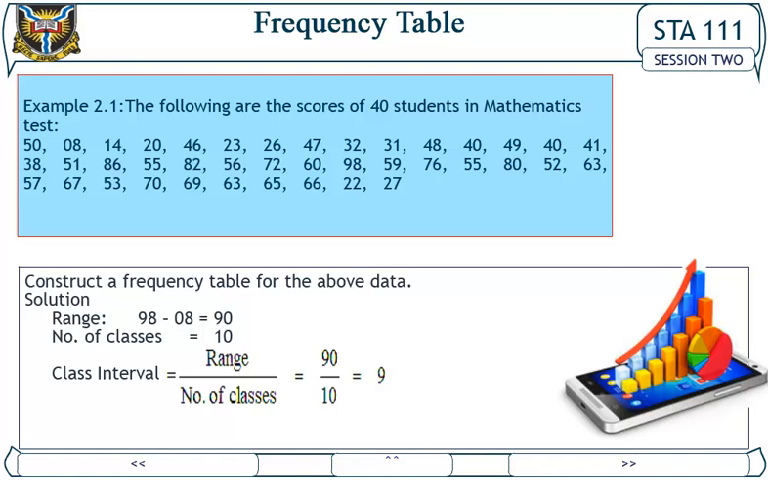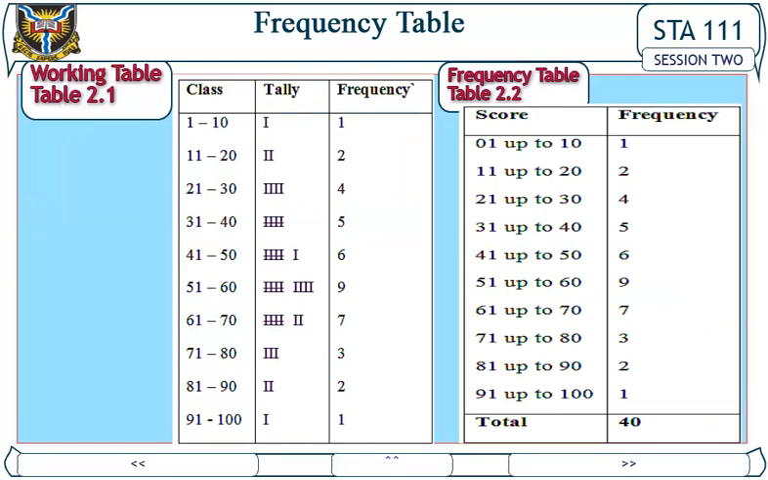Solution is as follows. Range is 98 minus 08, which is equal to 90. Number of classes is equal to 10. Class interval is equal to range over number of classes, 90 over 10, which is 9. Study the working table.